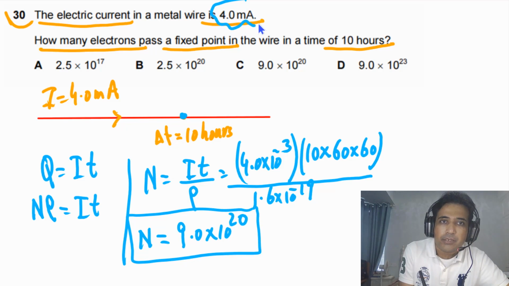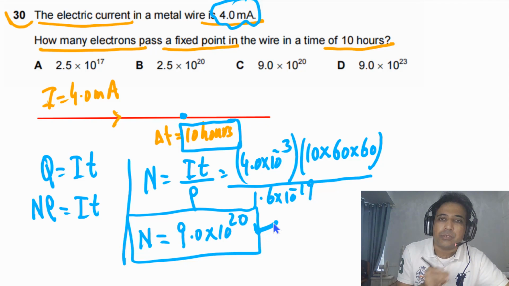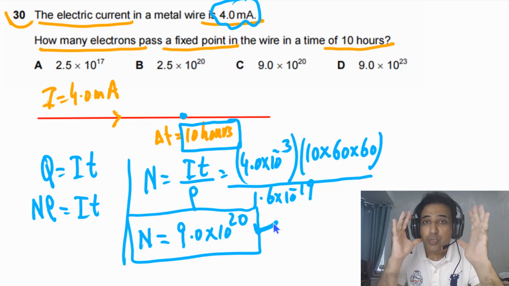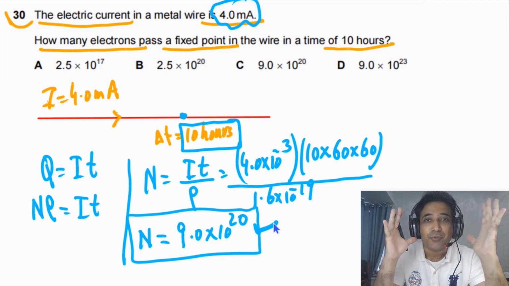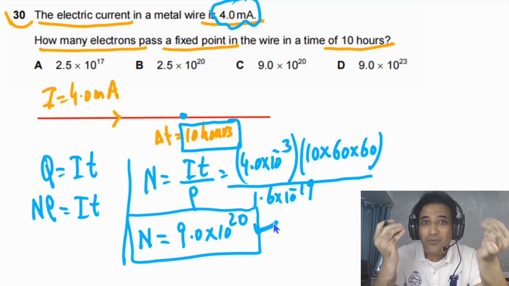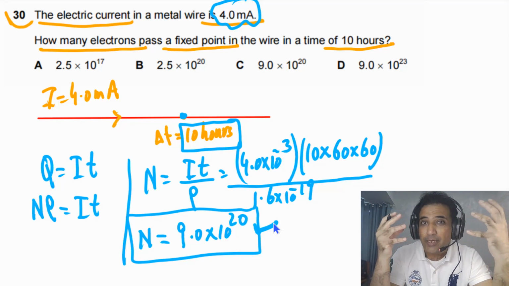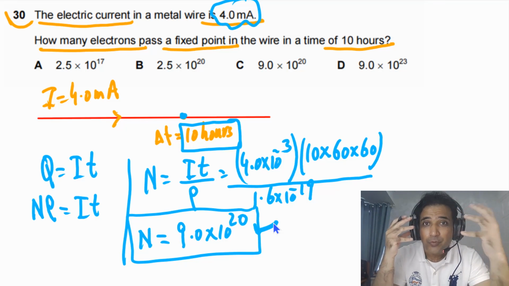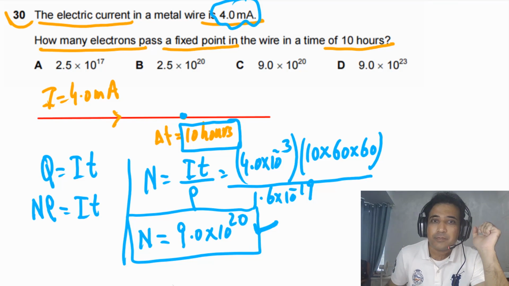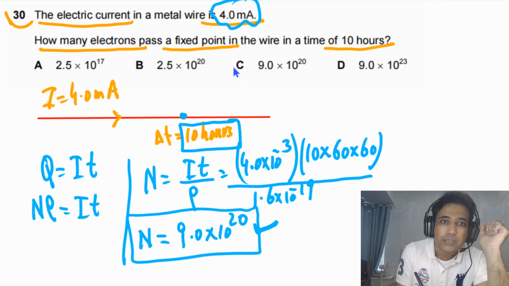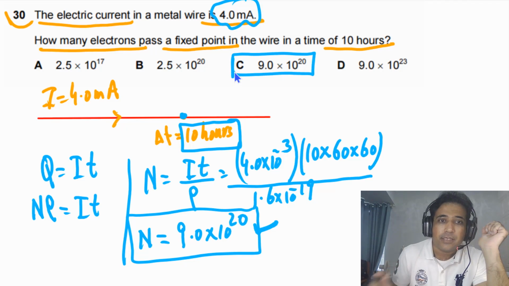If the current is this one and we look at this point for this period of time, we will see this many electrons passing through this point. So try to visualize physics. Physics is beautiful. Physics is your way of thinking. Otherwise it becomes very boring if you just use the formula. Try to enjoy that. Try to develop your way of thinking. Physics is a way of thinking. So the answer for this question is C. So C is the answer.